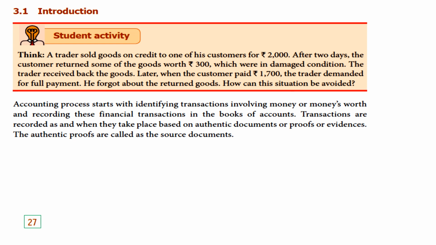It was a credit purchase. So goods worth 300 were given back. So later when the customer paid, actually he has to pay 1700 only, right? 2000 minus 300, 1700 only is the remaining amount. But the trader demanded full payment. He says, no, you have bought for 2000 rupees, so you have to pay the 2000 rupees. Actually, he forgot about the returned goods.